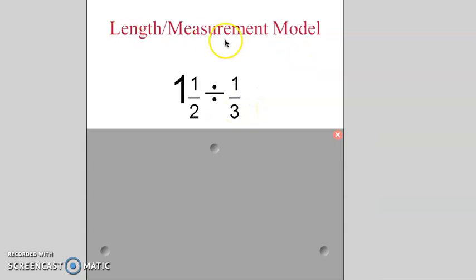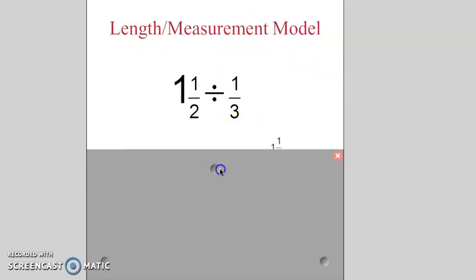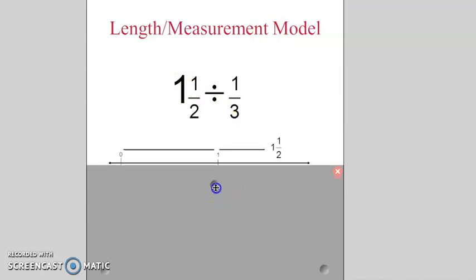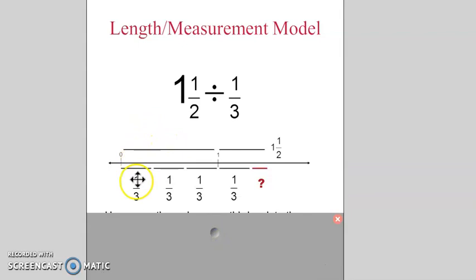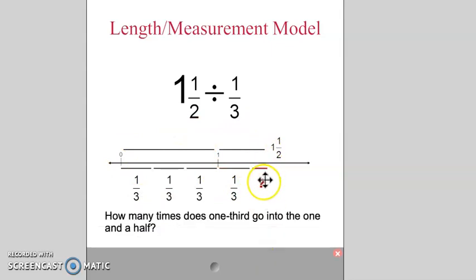So lastly, let's check out the length, the linear model. So again, we can define our whole on our number line, and then 1 1/2 would be a whole and a half. And now how many 1/3s fit in? 1, 2, 3 thirds fit into a whole, another third fits into the half, and then we want to know again, what's that little piece? So we can compare this to how much of the third it takes up, and now we've seen it more than once. We've seen how it connects to flipping and multiplying, the procedure for dividing fractions.